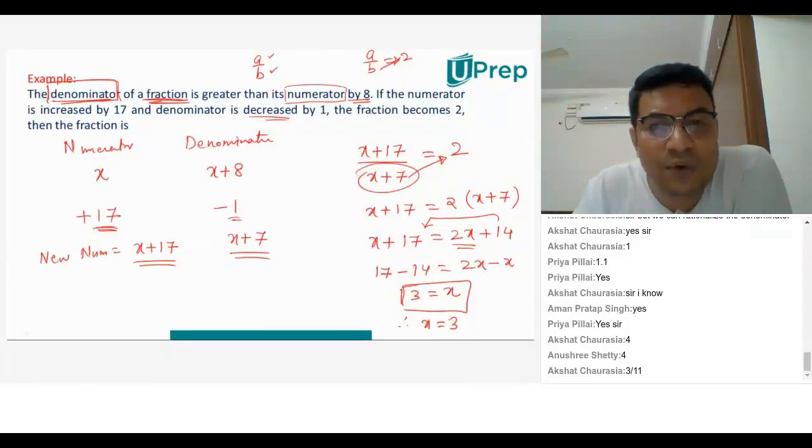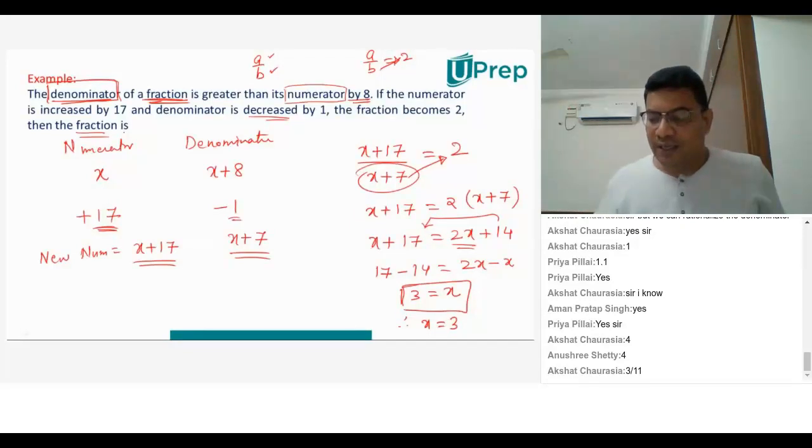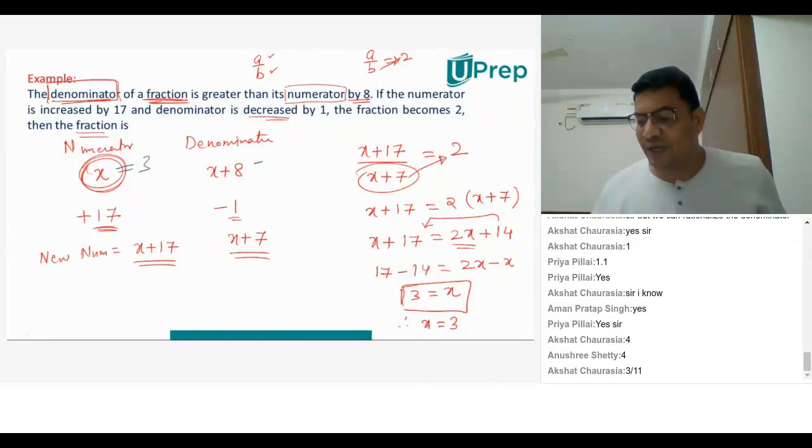So he's asking you what is the fraction. What is the initial fraction? You got the initial numerator x is equal to 3. Let me write it with a different pen for you to understand. If this is 3, what is the value of x plus 8? 3 plus 8 will be 11. So your initial numerator is 3, your initial denominator is 11. So the initial fraction is 3 by 11.